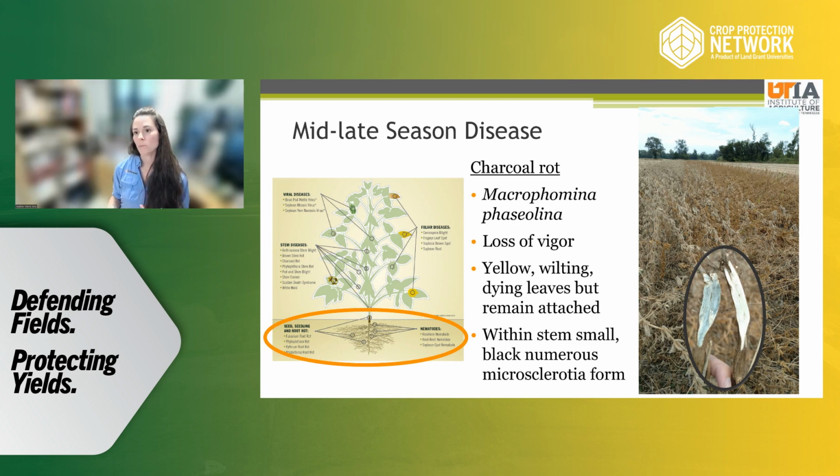If you see symptoms during the season, that may include loss of vigor, yellowing, wilting, and dying of leaves. But again, these leaves actually remain attached to the plant, similar to say stem canker, but different than Southern blight.